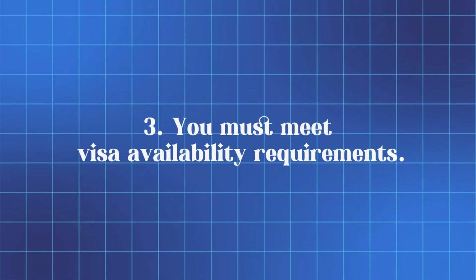Third, you must meet visa availability requirements. If you are an immediate relative, meaning that you are a spouse of a U.S. citizen, parent of a U.S. citizen, or child under the age of 21 of a U.S. citizen, there is no wait for a visa after the I-130 petition is approved. But on the other hand, if you are not an immediate relative, for example, you are a sibling of a U.S. citizen or spouse of a green card holder, then you have to wait until your priority date becomes current in the visa bulletin before you can start the adjustment of status process.